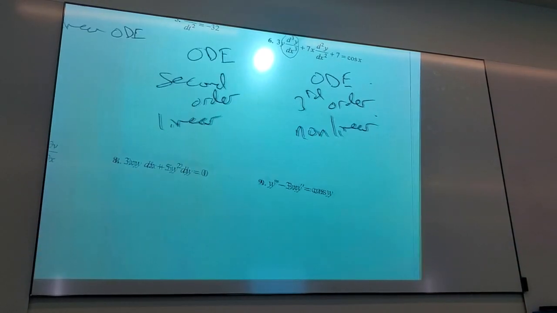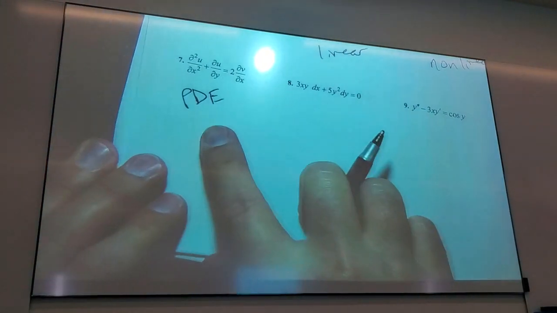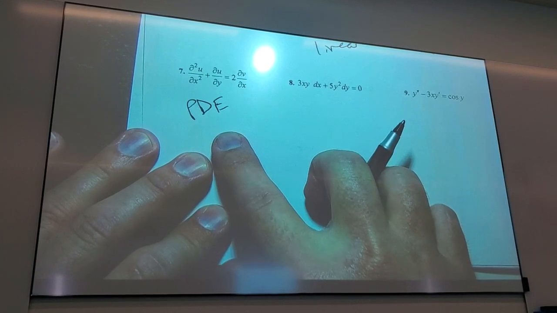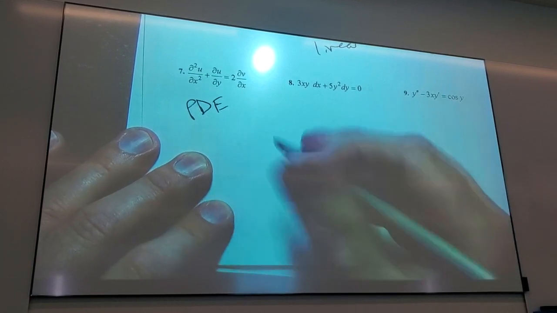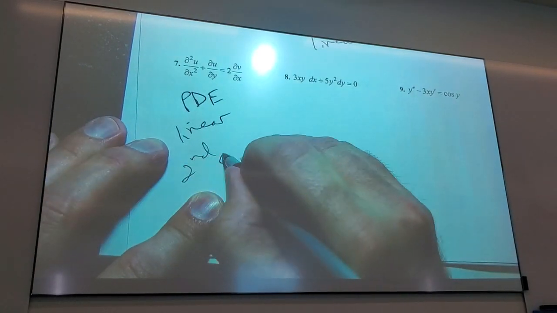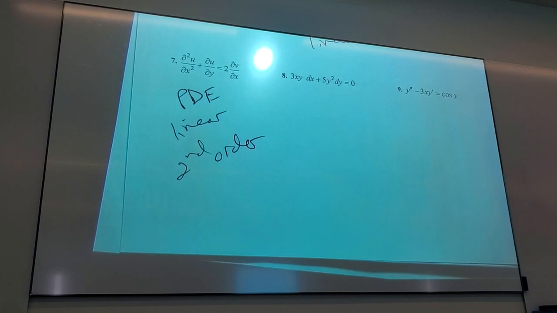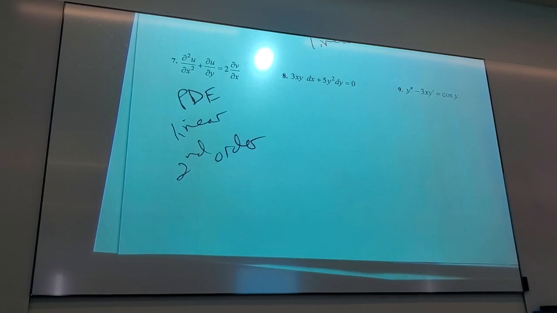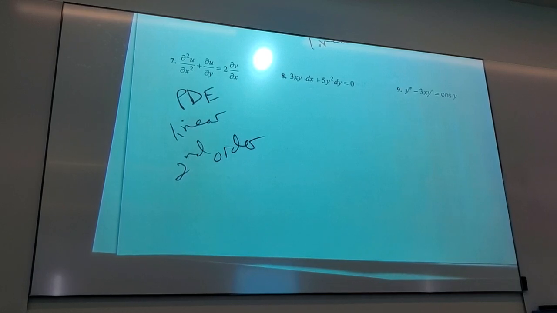Okay. What about number 7? We already identified it as a PDE. Is it linear? Totally. What's the dependent variable? U, so it's linear. And what's the order? Second order. Again, we're not going to go too deep into partial differential equations. We will be using partial derivatives to help us investigate ODEs. But we're not going to look at partial differential equations beyond just identifying them as such at the moment. It's not the purpose of this course.